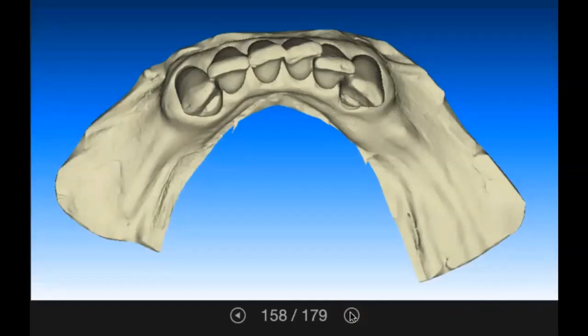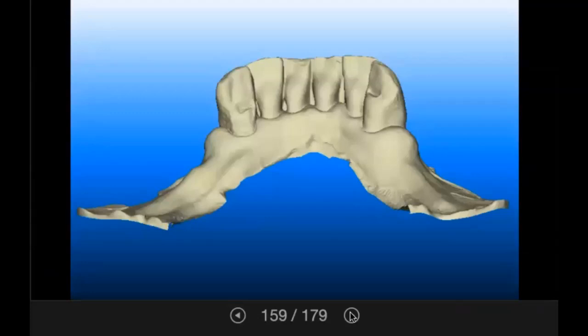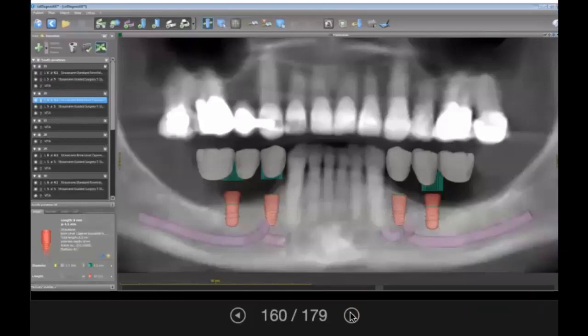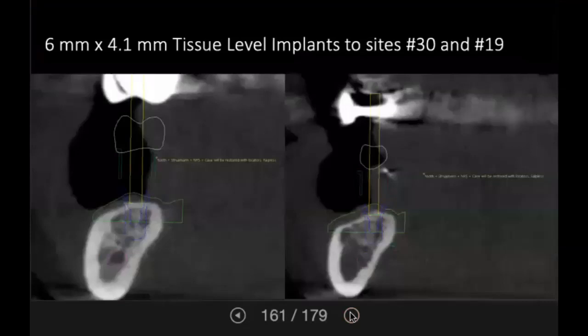An iTero is used to obtain a digital impression. The iTero is then exported in the form of an STL file to work up Ellen's case. Implants are planned at least 2.5 millimeters superior to the mental and inferior alveolar nerves for locator abutments. Implants are planned at least 1.5 millimeters away from the lingual plate of bone.